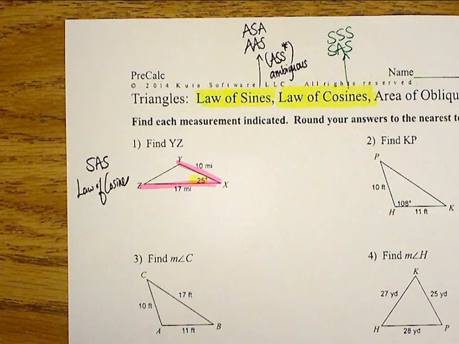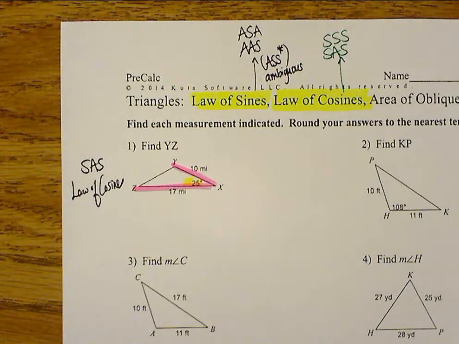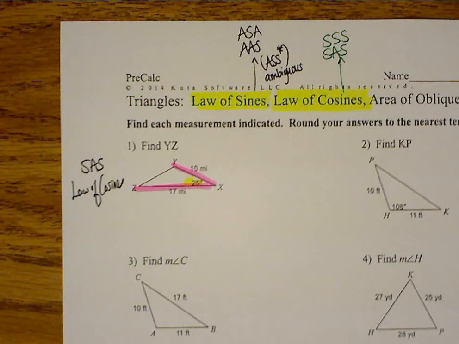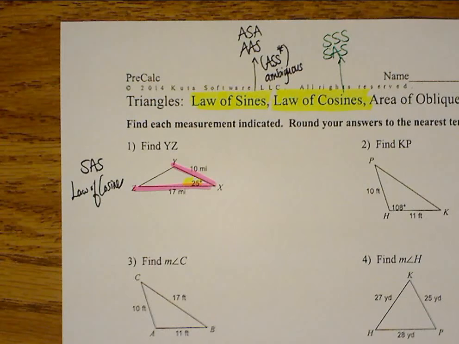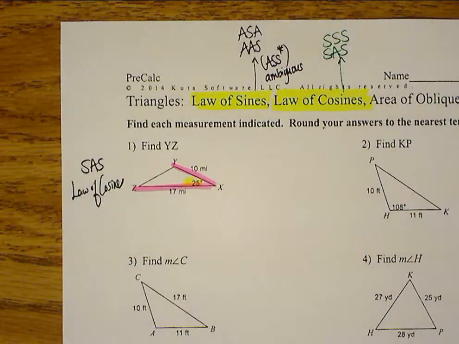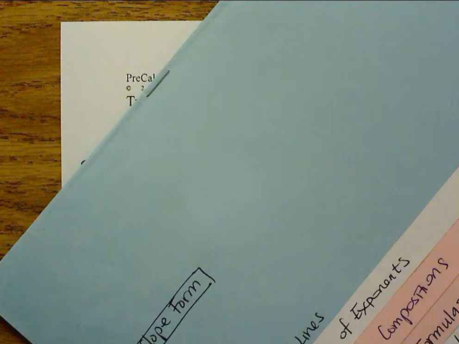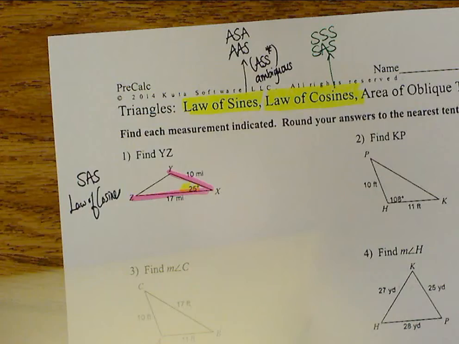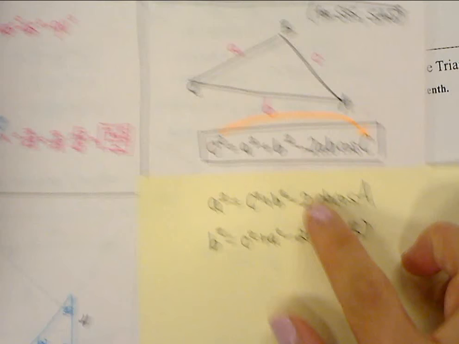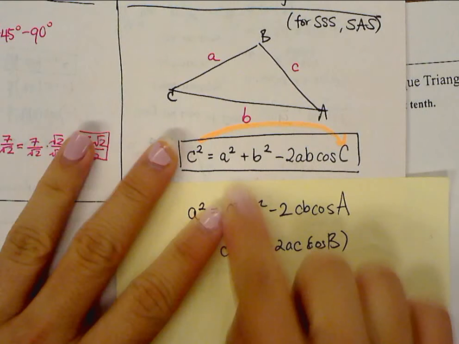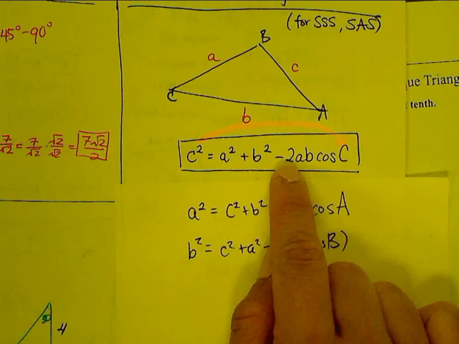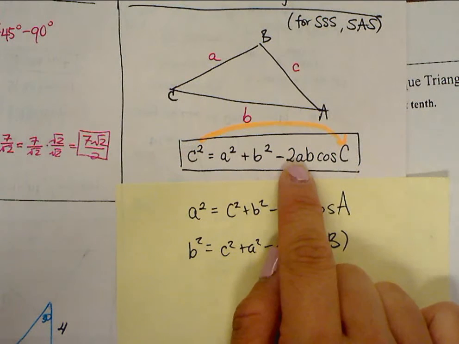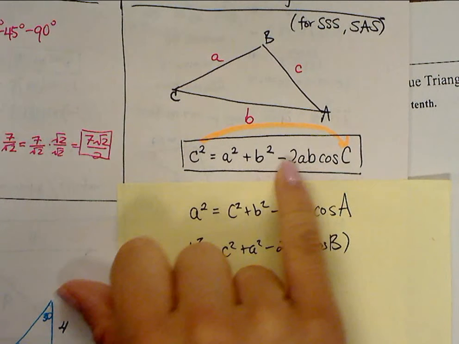Now, for law of cosines, I like to refer to my handy-dandy flip book that I've kept neatly in my notebook. And law of cosines is c squared equals a squared plus b squared minus, mind you, some people thought it was plus, and there is a 2 there, unlike some people thought, minus 2ab times cosine of angle C.